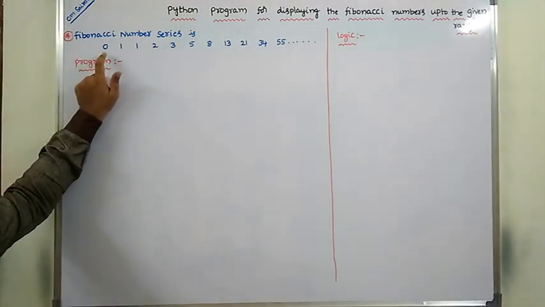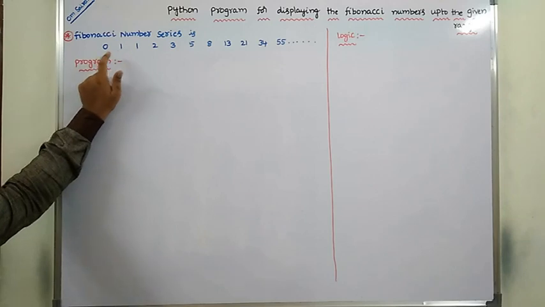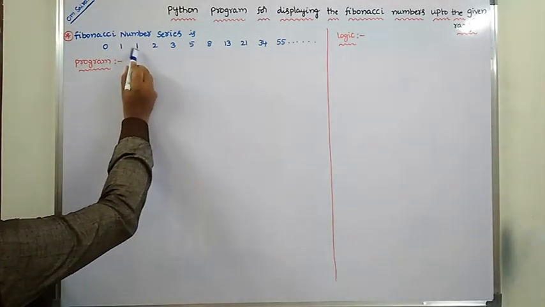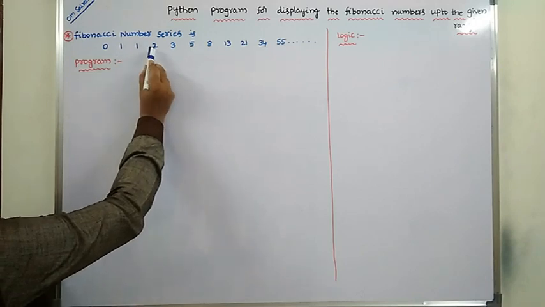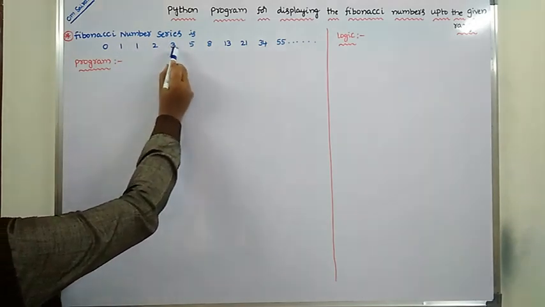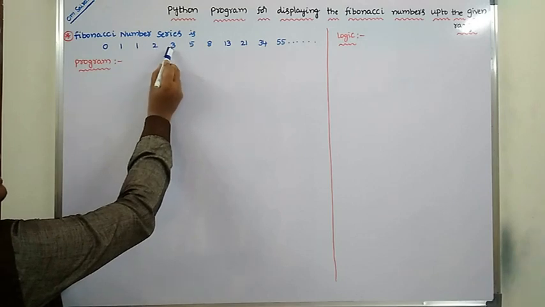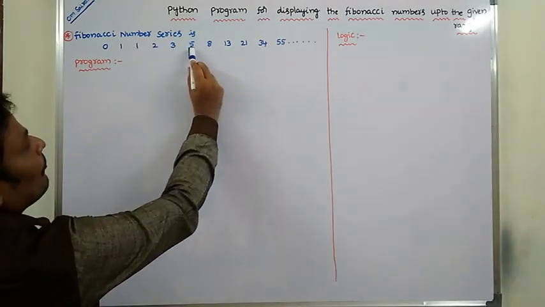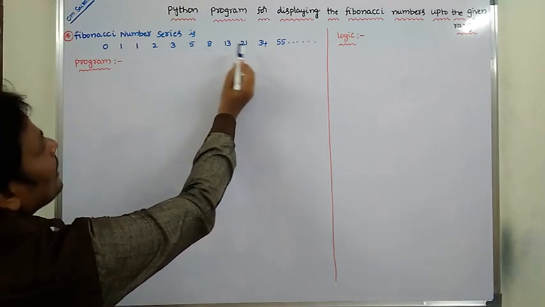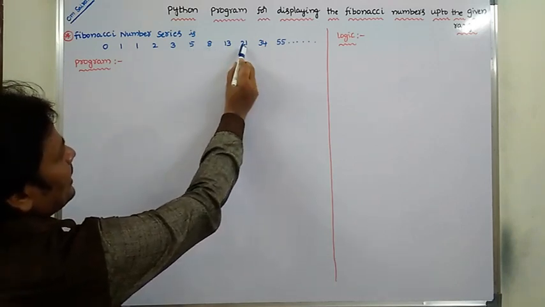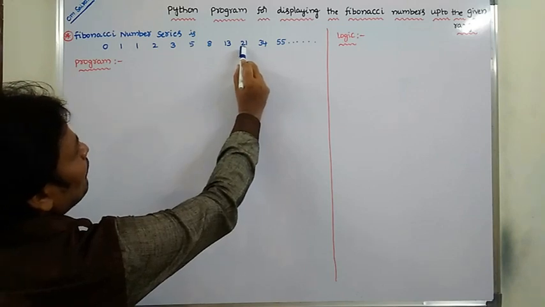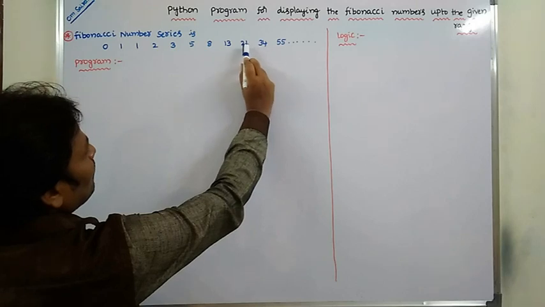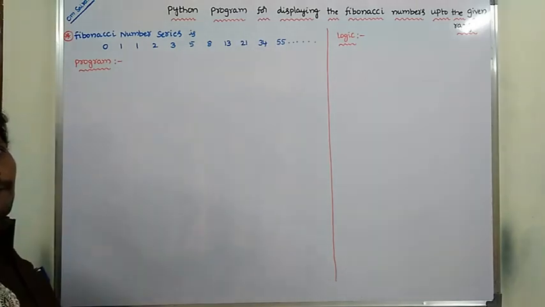First, we are taking two Fibonacci numbers, 0 and 1. So now 0 plus 1, that is 1. 1 plus 1, that is 2. 1 plus 2, that is 3. 2 plus 3, that is 5. 3 plus 5, that is 8. 5 plus 8, that is 13. 13 plus 8, that is 21. 21 plus 13, that is 34. 34 plus 21, that is 55.